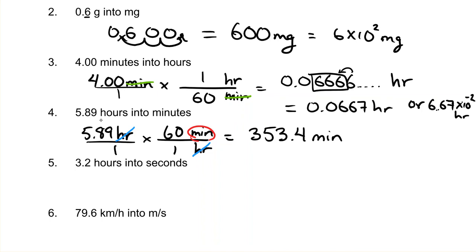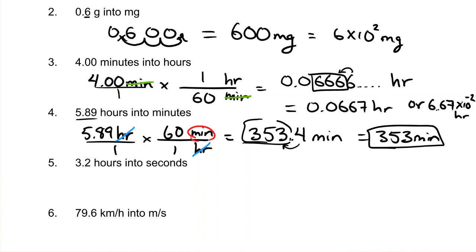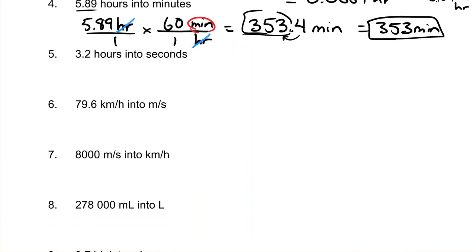We got to round to 3 significant digits because that's how many we're given. These are our perfect definitions. There's exactly 60 minutes in 1 hour, so they have an infinite number of significant digits. So 353, that's our 3 significant digits, and the 4 doesn't round the 3, so that's just 353 minutes. So 5.89 hours is approximately 353 minutes. Good. Let's keep going. 3.2 hours into seconds.